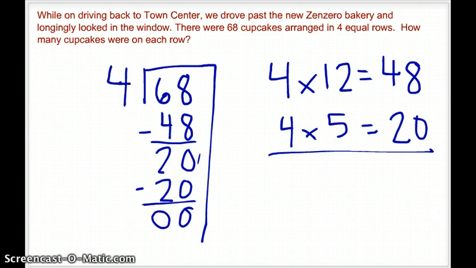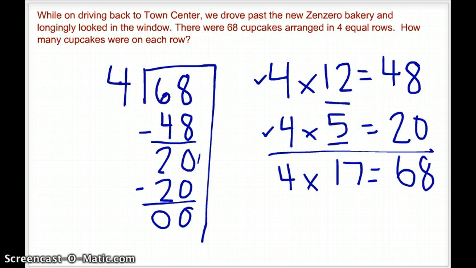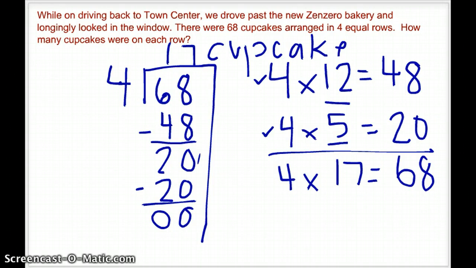If I put them in groups, I can separate them from my large group. Now I just need to ask myself, how many groups of 4 did I make? I made 12 groups of 4, then 5 more groups of 4. So 4 times 17 must be equal to 68. 17 cupcakes on each row.